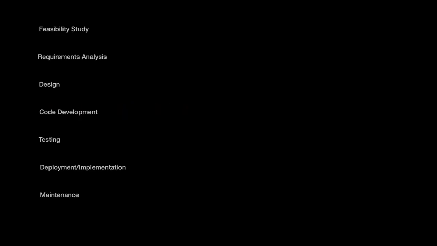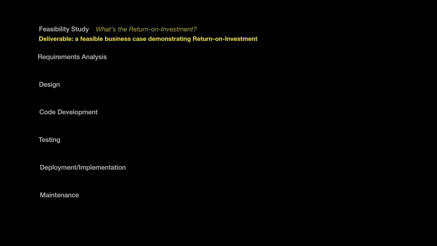So that covers the full set of deliverables in some detail. Let's go check our acceptance criteria again. What's the return on investment? A business case demonstrating the return on investment. What exactly should the system do? Use a requirements document with functional and non-functional requirements, perhaps even user stories, to detail this.